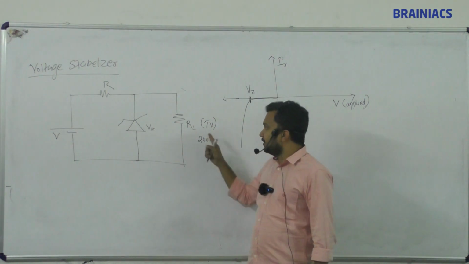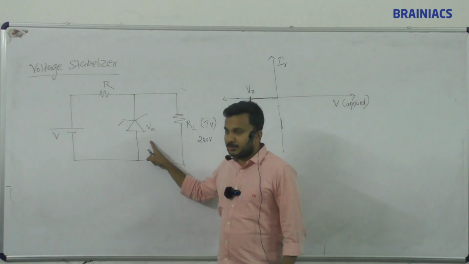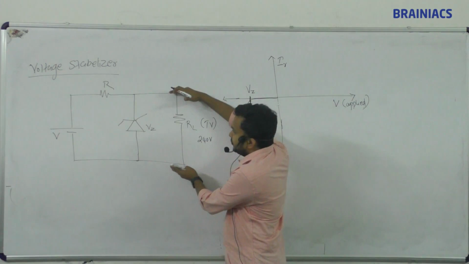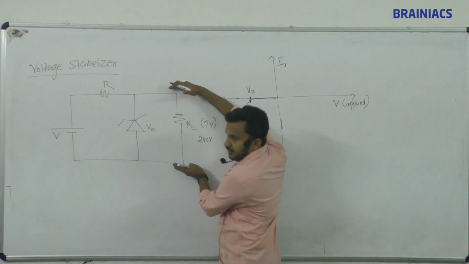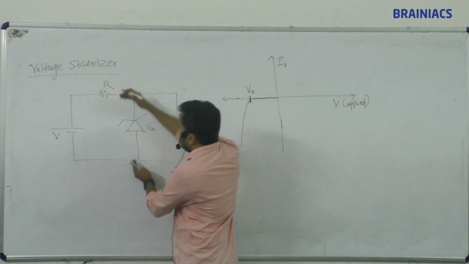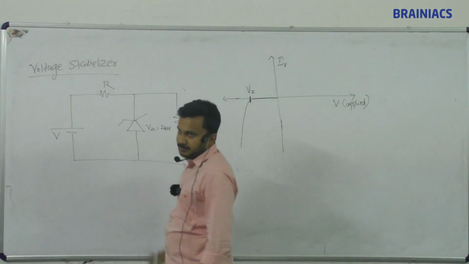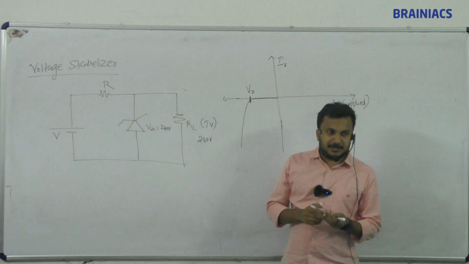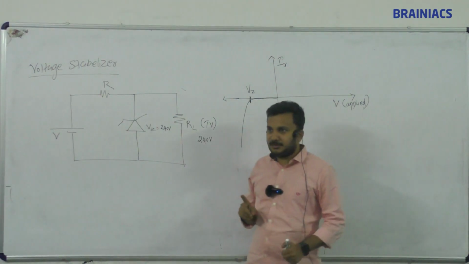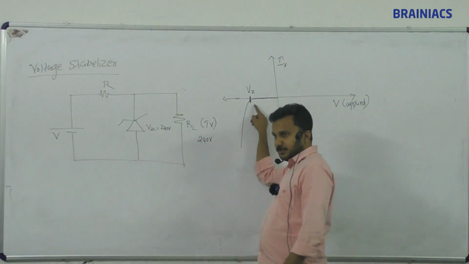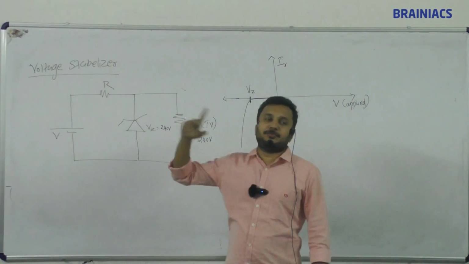So what should I do? Then I will choose a Zener diode. The Zener diode will say I need 240 volt here. So what is the voltage of the Zener diode? Both are in a parallel circuit. So I will choose a Zener diode, and Zener voltage is equal to how much? 240 volt. So I will go to the shop and ask, I want one Zener diode. Zener voltage means breakdown voltage. Breakdown voltage should be equal to 240 volt.